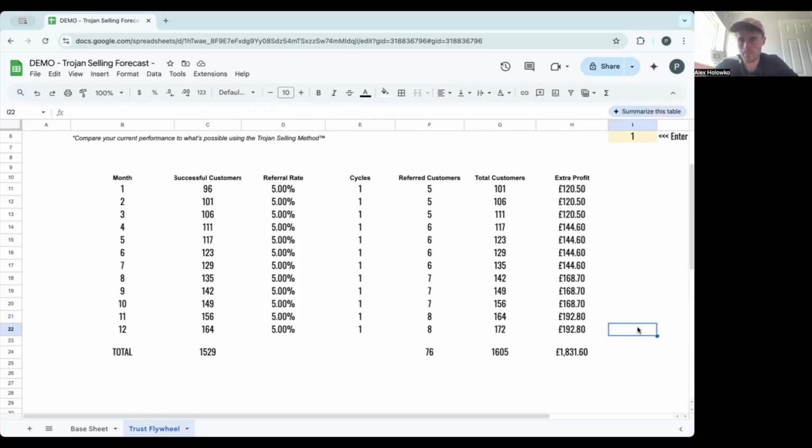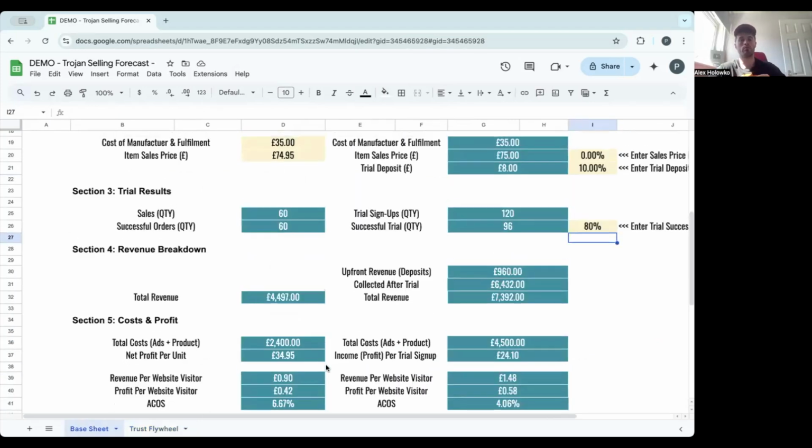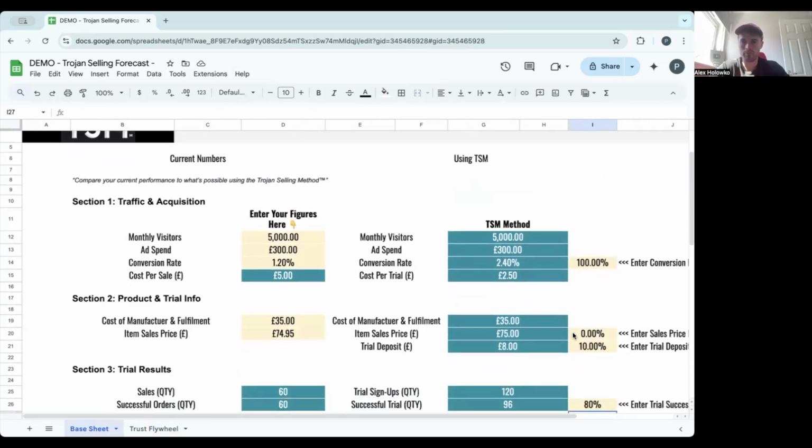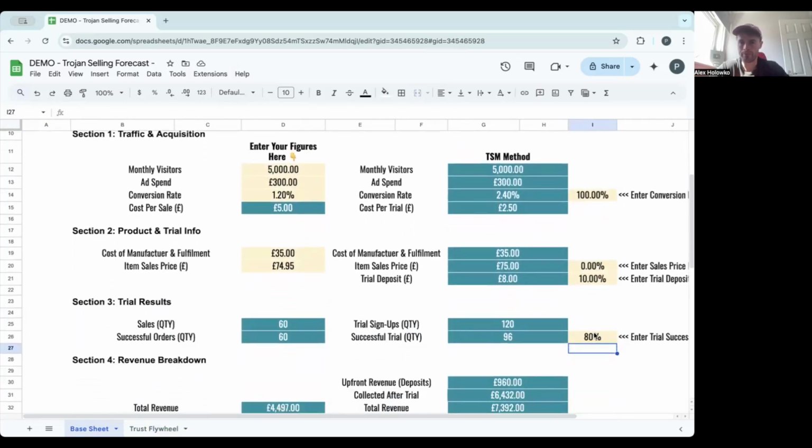Now, we've been super, super conservative in the changes we've made there, even what Alex suggested, like only 100% conversion increase and no price increase, and 80% trial success. You will do better than that if you've got a quality product, and if you think of your customer and put your customer first. But even when we're conservative like that, we've got all these benefits.